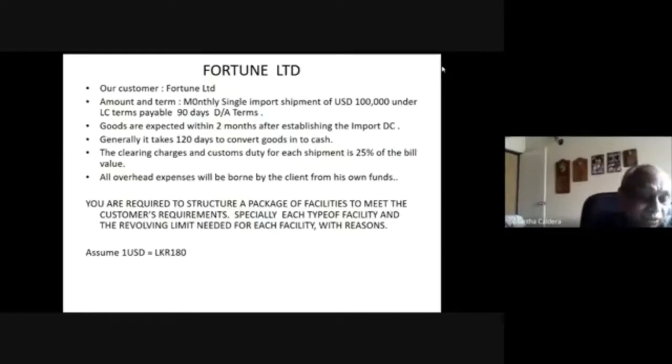Now within the Liandona, you have to write revolving short-term facility should be for 1 month, as the customer will receive cash for sales proceeds only after 120 days.